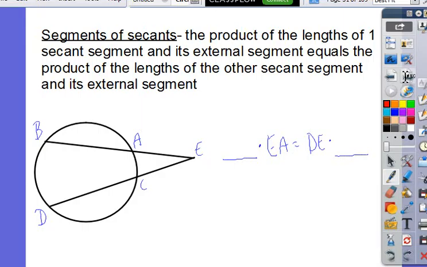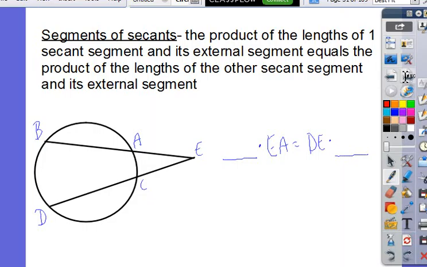All right, all of this up here, it says product of the lengths of one secant segment and its external segment equals product of the lengths of the other secant segment and its external segment. First of all, what does external mean? Outside. So I know we'll be talking about the outside piece. Well, product means what? Multiply. So we're going to multiply the whole thing times the outside piece. That's the rule. Whole thing times the outside piece.